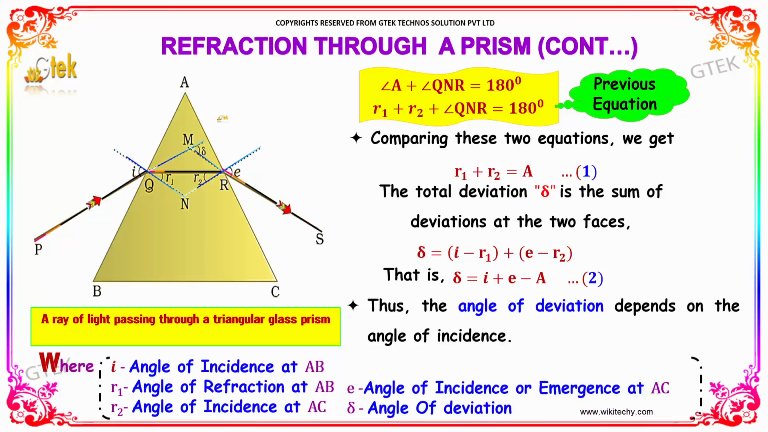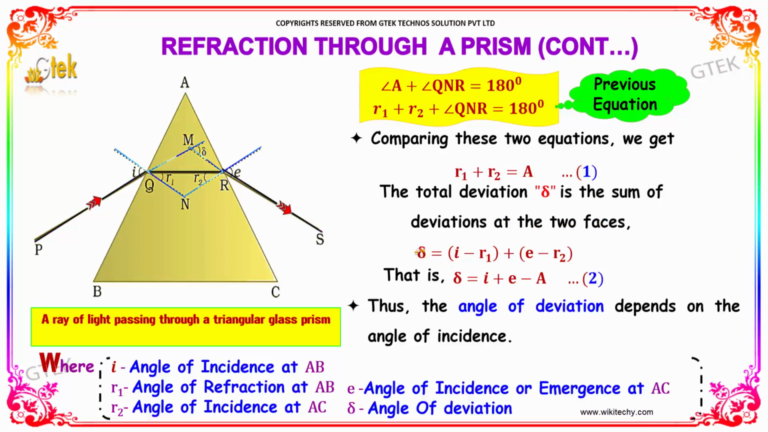We got angle A, angle QNR is equal to 180 degrees, and in this triangle we also got 180 degrees. Comparing these equations, removing this angle QNR, you get R1 plus R2 is equal to A. The total deviation delta is the sum of the deviations at the two faces.